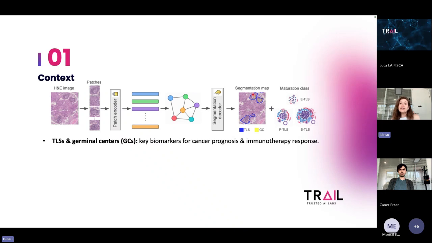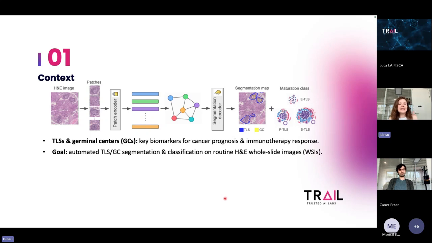So in addition to identifying their presence in what's called histology, these pink images that you see in the slide, predicting their spatial location with respect to the tumor as well as their maturity state is also important for us to understand their impact on the tumor microenvironment.